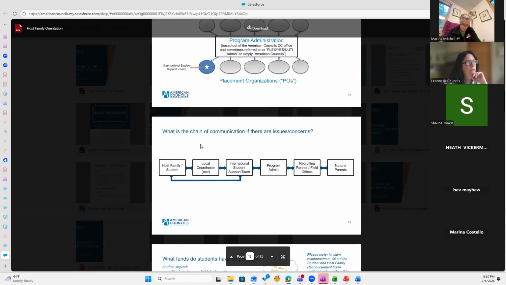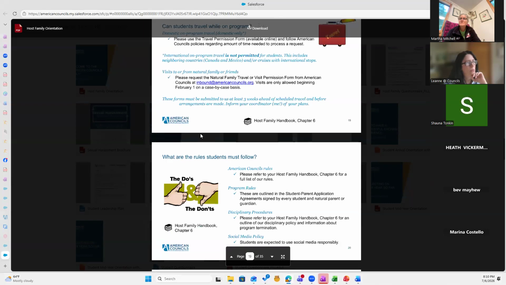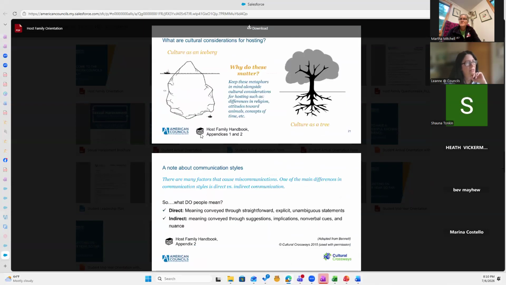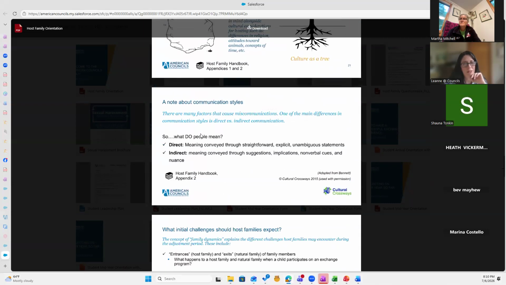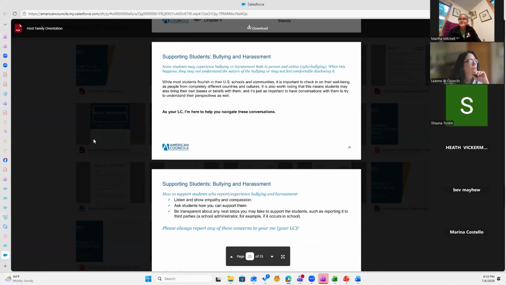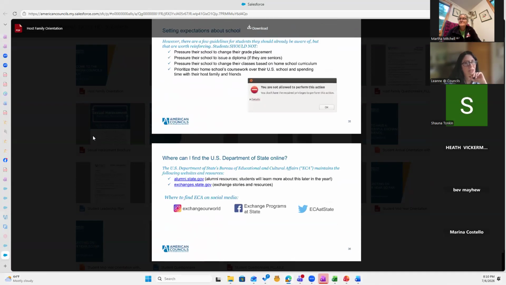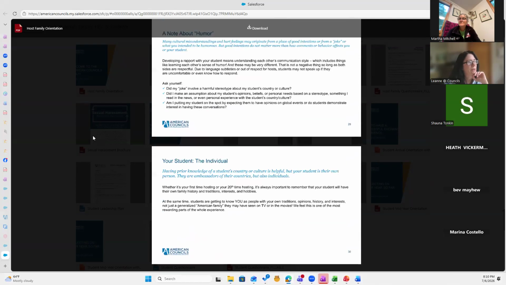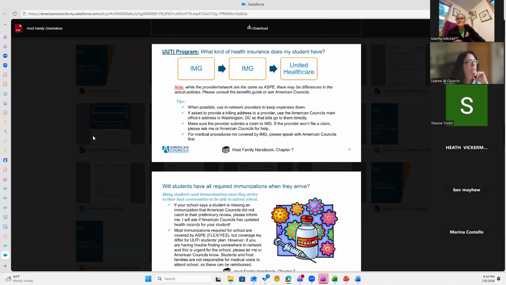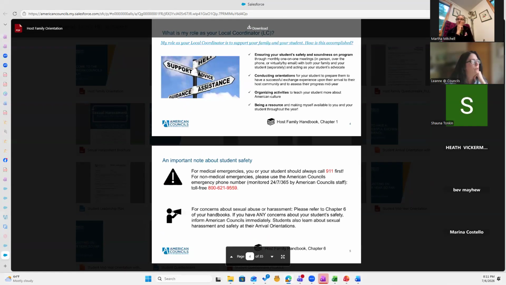This one's a PDF, but we'll have the PowerPoint loaded on here as well, and you can make changes to the PowerPoint on your own device once you download it. It's a lot of information to go through when you're doing the orientation, so make sure that you leave enough time to talk through everything with your host family.